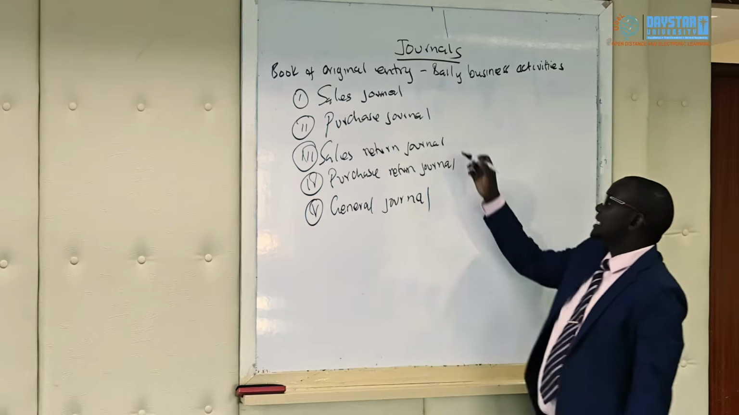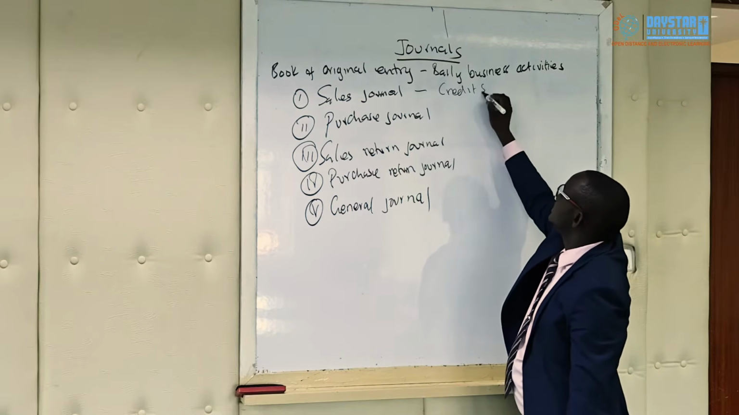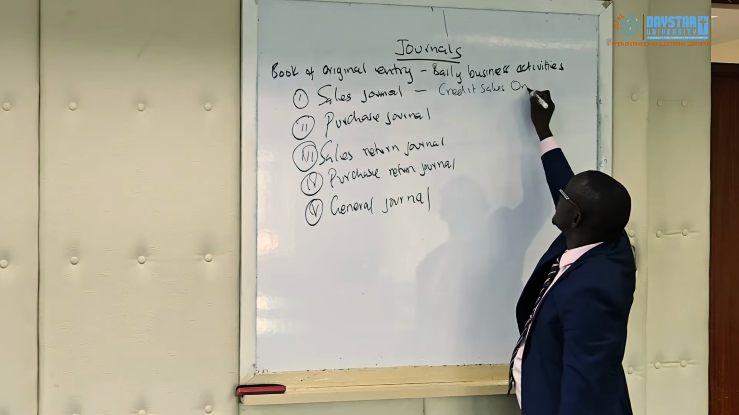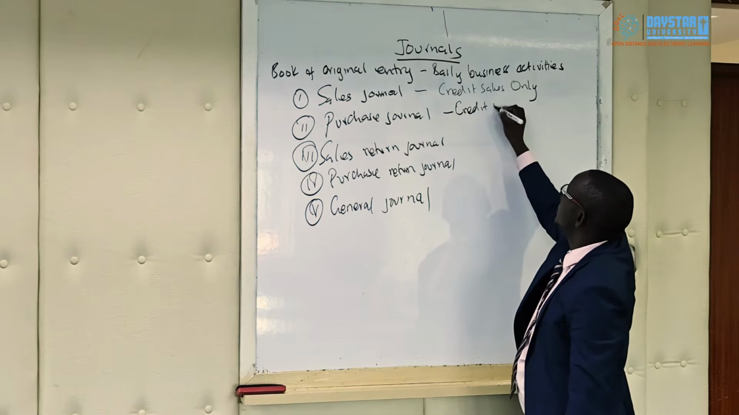Now, the catch is here. Sales journal records what we call credit sales only. Purchase journal records credit purchases only.